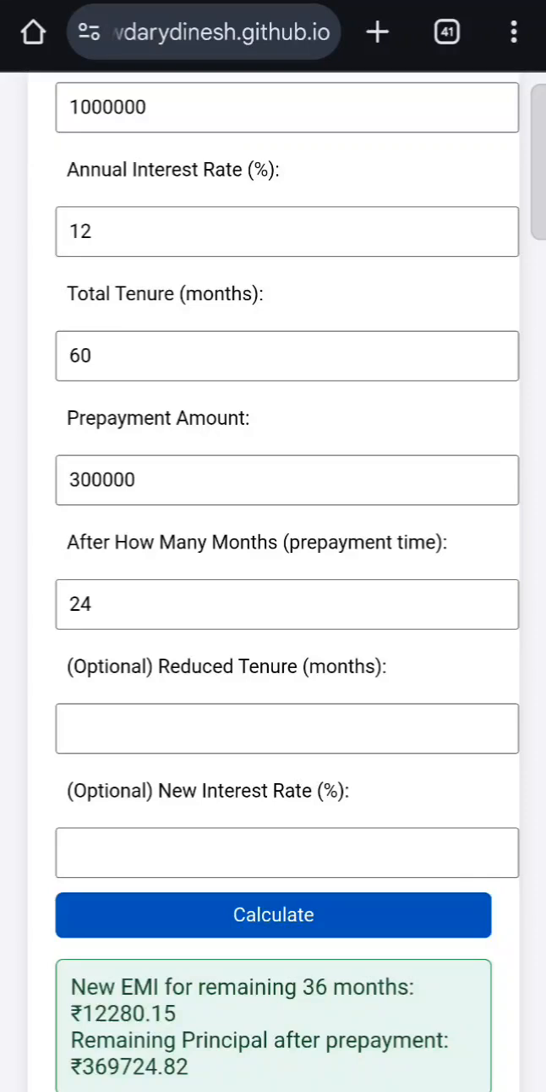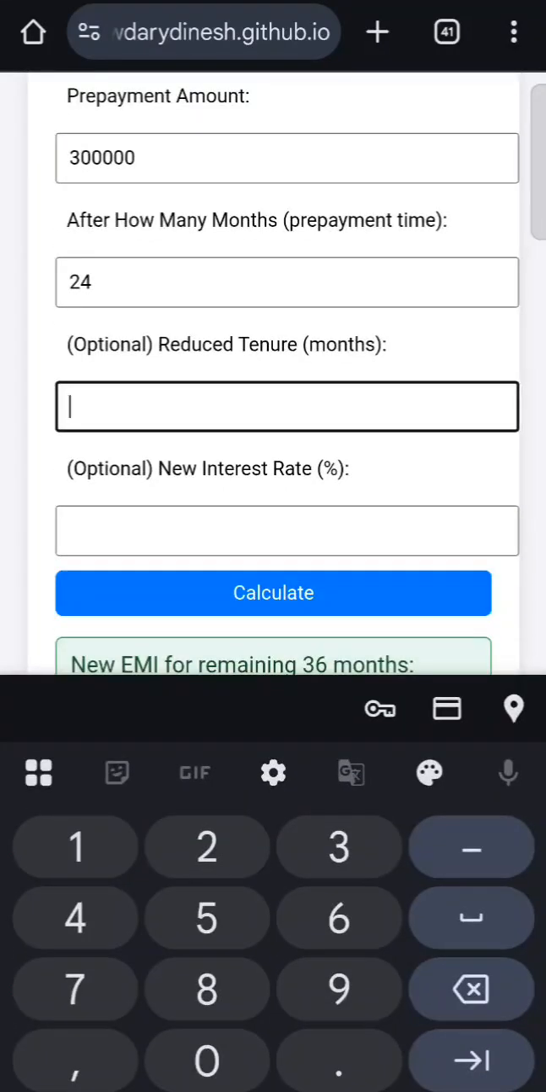Okay, so what are these two additional parameters which we have here? What is this reduced tenure? Let's say that you have done the 3 lakhs of prepayment after 2 years, and you wanted to reduce the number of months from the remaining 36 months to, let's say, only the next 12 months, or let's say the next 18 months or so.